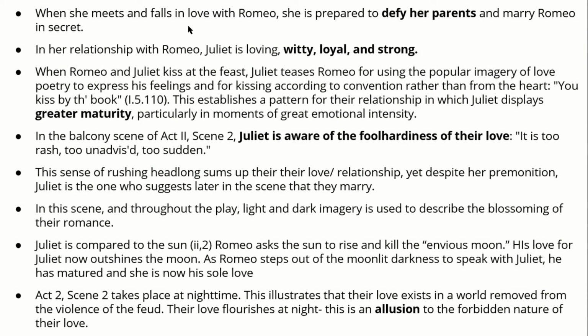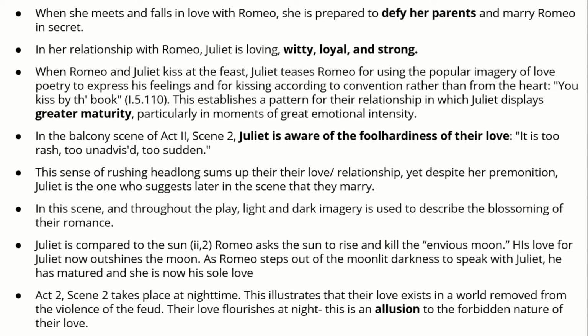So we see a different side to Juliet when she's with Romeo. We see a witty character. She's really quick-witted with her responses to him when he's making these big declarations of love. She kind of pushes him on the meaning of his words. We also see her absolute loyalty and her strength. You know, she's prepared to give up everything for Romeo.